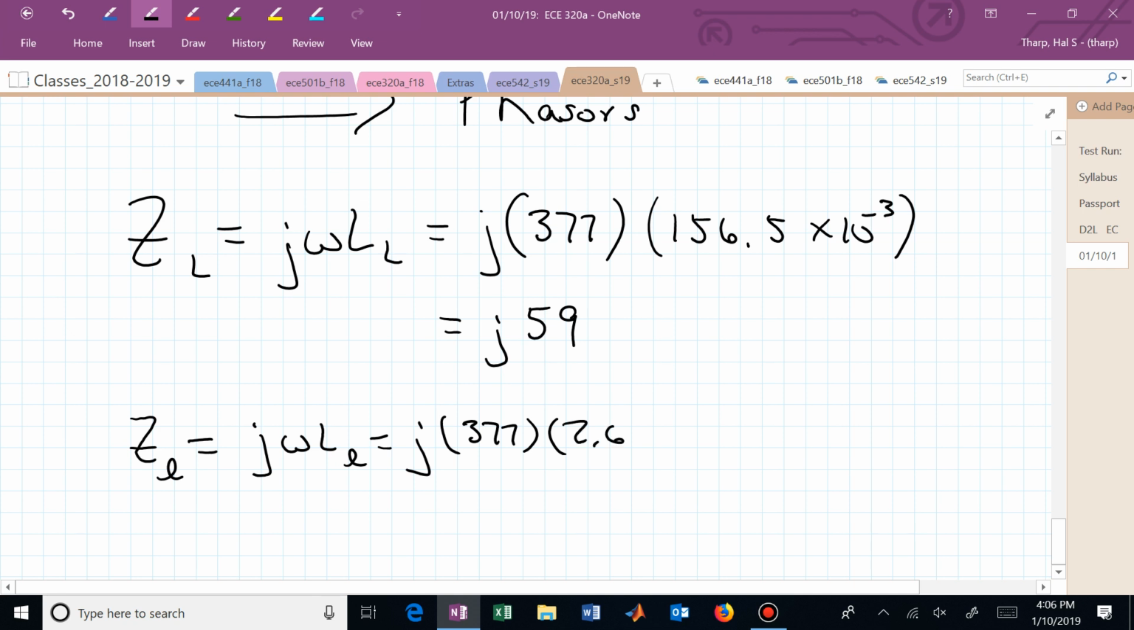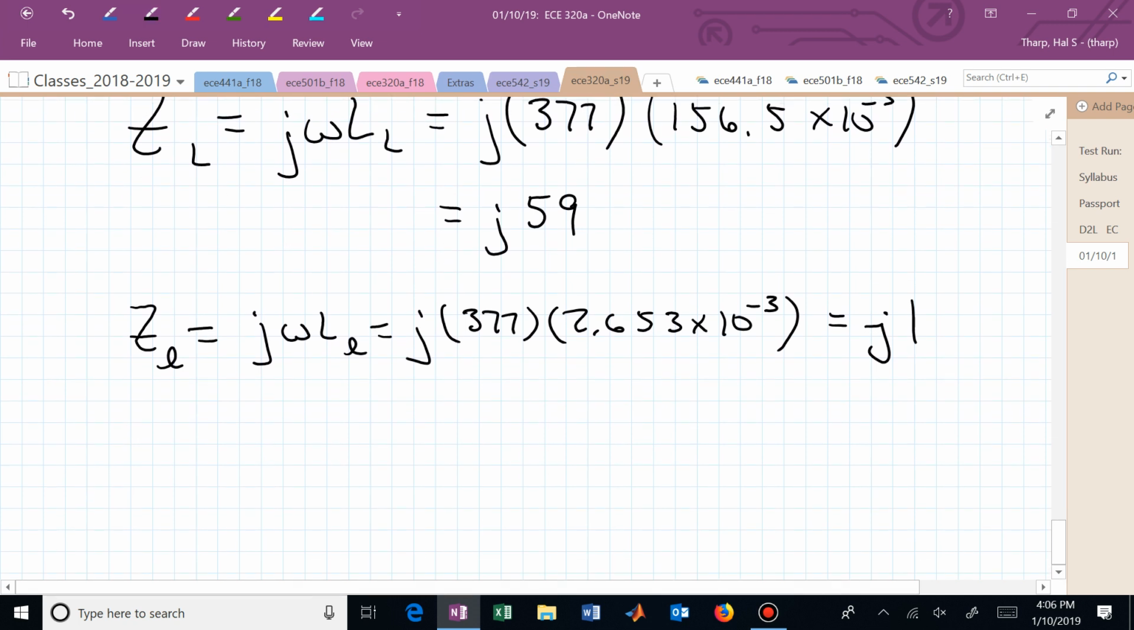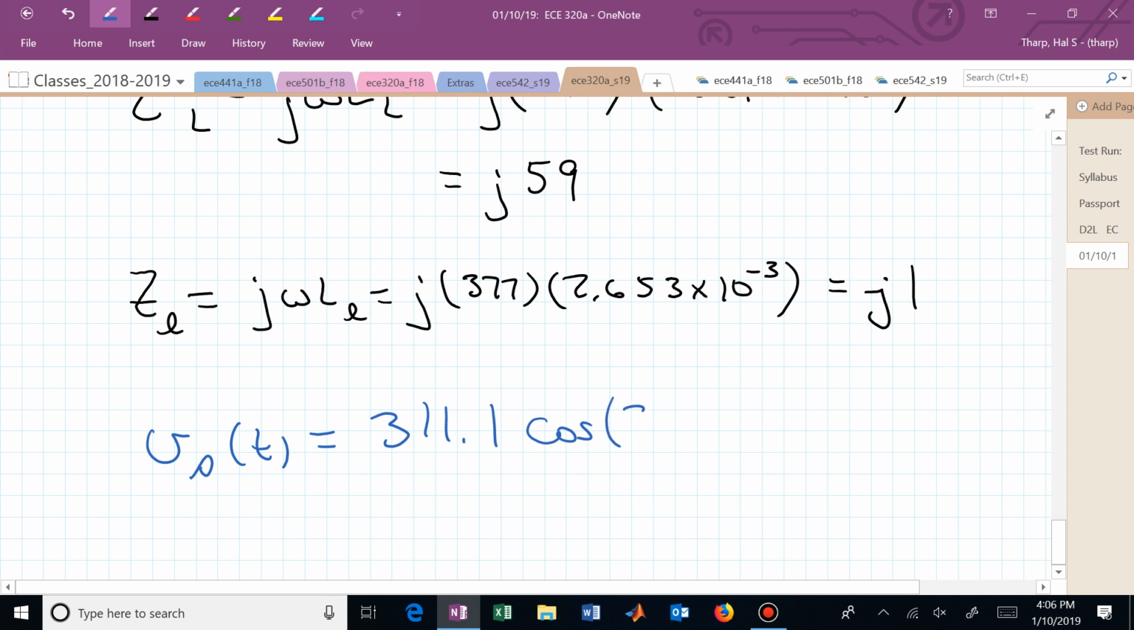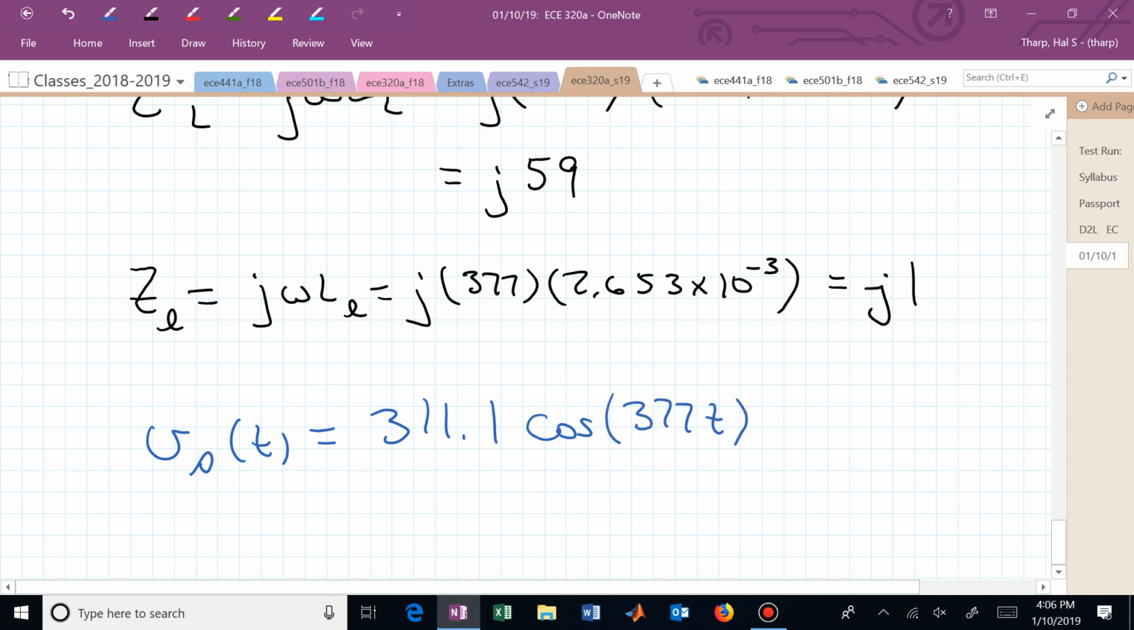That was now 2.653 times 10 to the minus 3 for millihenries. And that ends up being J1. Pardon? I'm like, really? So that's what you were punching and finding on your calculator. I hope, did anyone get a 1? Good. So now we know that V sub S of t is 311.1 cosine of 377t.